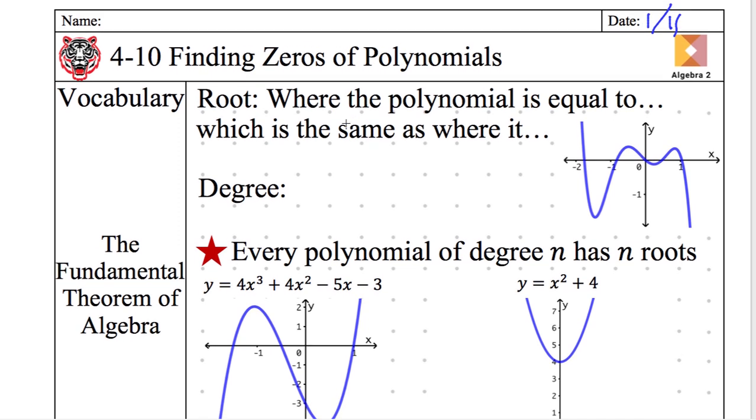All right, we're finding zeros of polynomials. By itself, it sounds easy, but it's using the fundamental theorem of algebra, which is confusing. So before I begin talking about the fundamental theorem of algebra, let's talk about some vocab. Roots. Roots are wherever the polynomial is set equal to what number? Quiet raised hand. Take a guess. No, guess a number. Where the polynomial is set equal to 0.